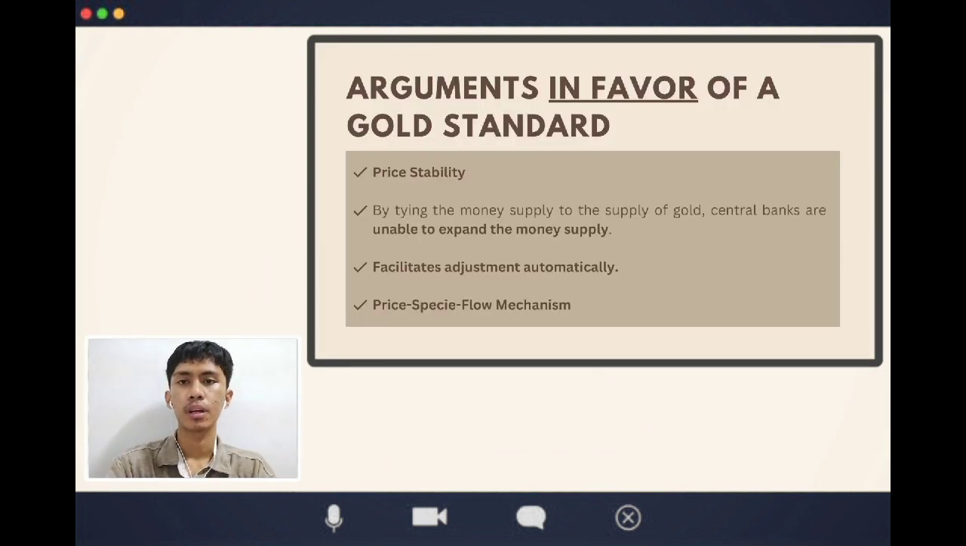Arguments in favor of the gold standard. Price stability: by tying the money supply to the supply of gold, central banks are unable to expand the money supply. It also facilitates adjustment automatically through the price-specie flow mechanism.